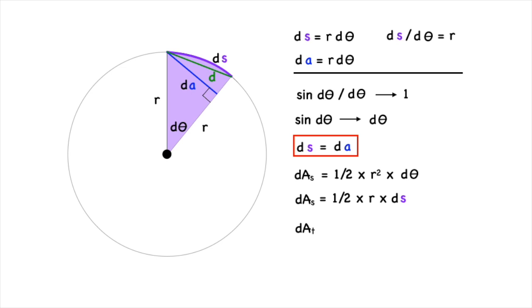Now consider once again the triangle formed by D and the two radii, and its area dA sub t. The area of a triangle equals 1/2 times base times height, or in this case, 1/2 times r times dA. Now, since ds equals dA, we conclude that dA sub s equals dA sub t. One can use a similar approach to finding the area of the sector of any smooth closed curve.